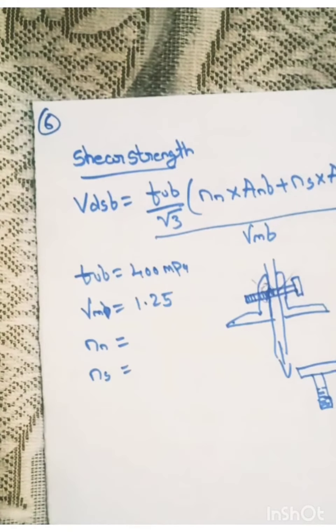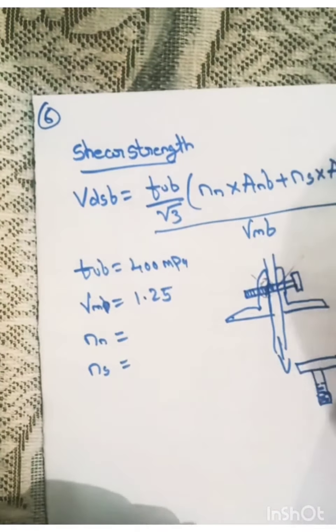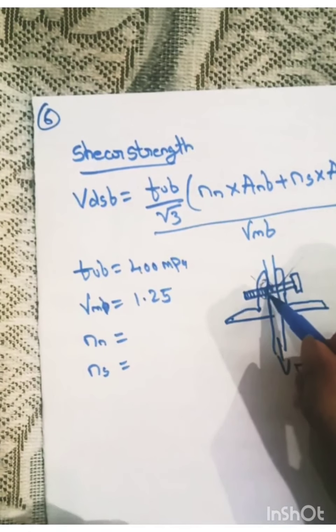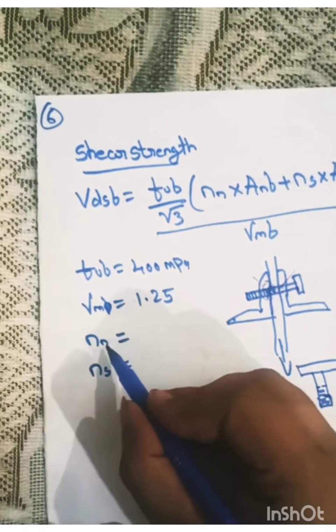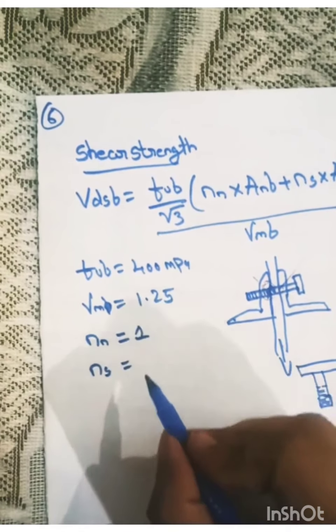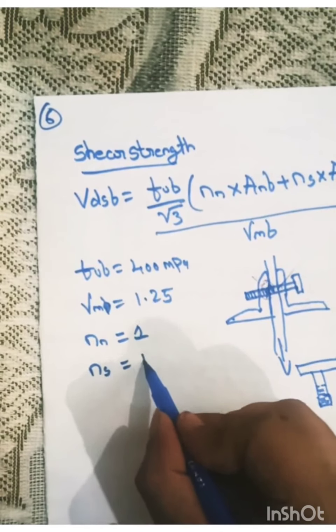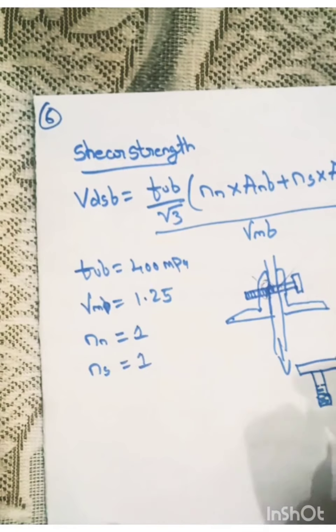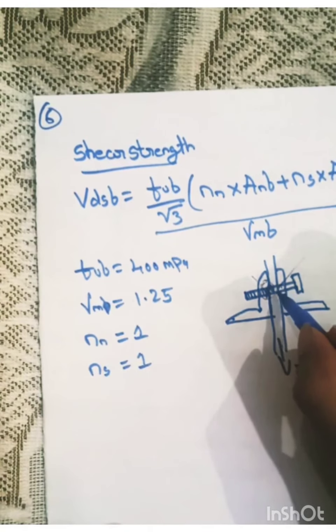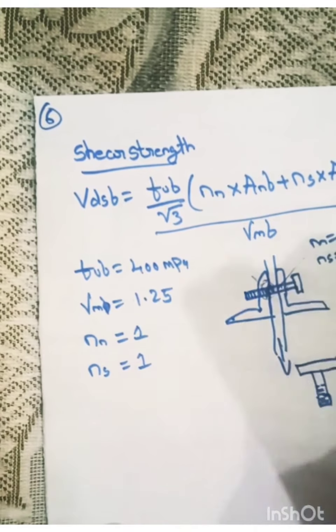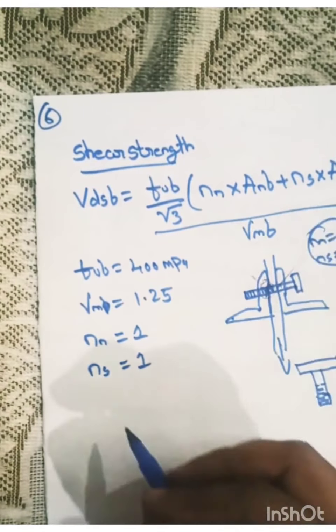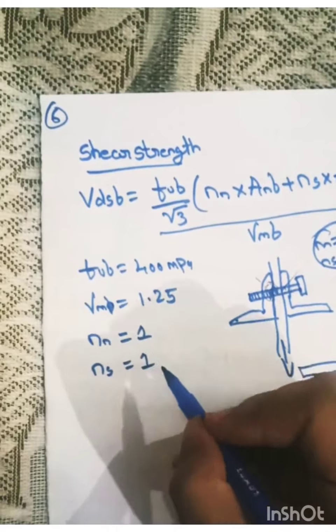So if you are keeping the bolt in such a way that at this location there are threads and at this location there is shank, that means NN, the number of shear planes in thread, is 1, and the number of shear planes in shank is 1. Or if you are putting the threads in both the shear planes, in that case NN will be 2 and NS will be 1. So like this you have to take. So here we will take NN equals 1 and NS equals 1.